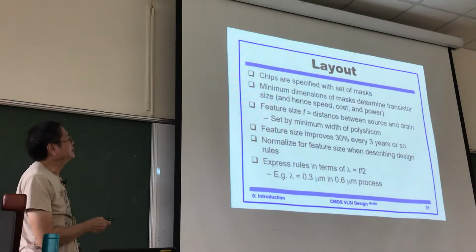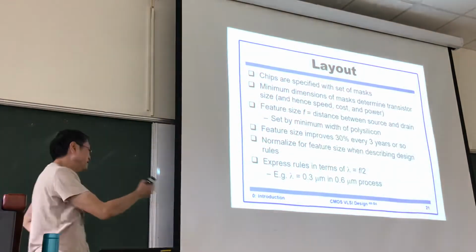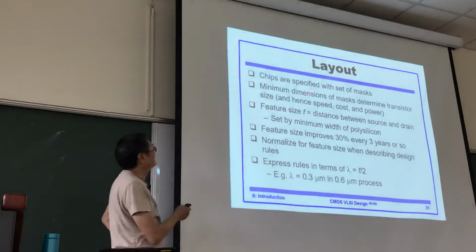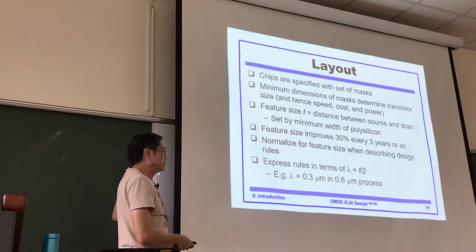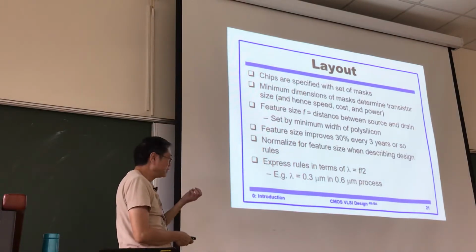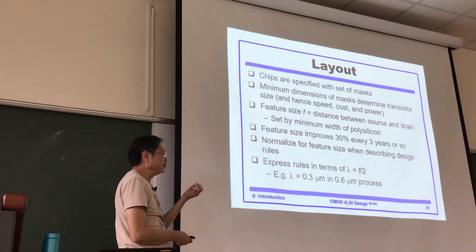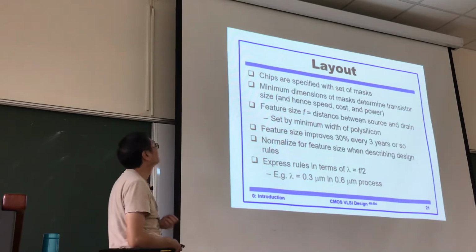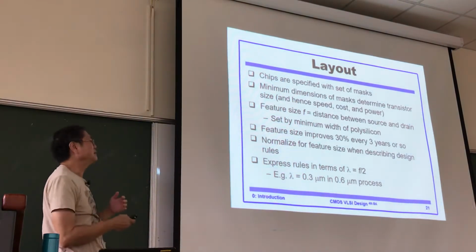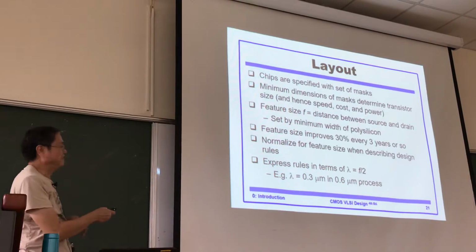And also the transistor size determines the dimension of the transistor, including the length and the width. That determines the speed, the current, and power. The smaller, the faster. The smaller chip area means lower cost. And the smaller, it is faster and it consumes less power. And we define the term feature size F.